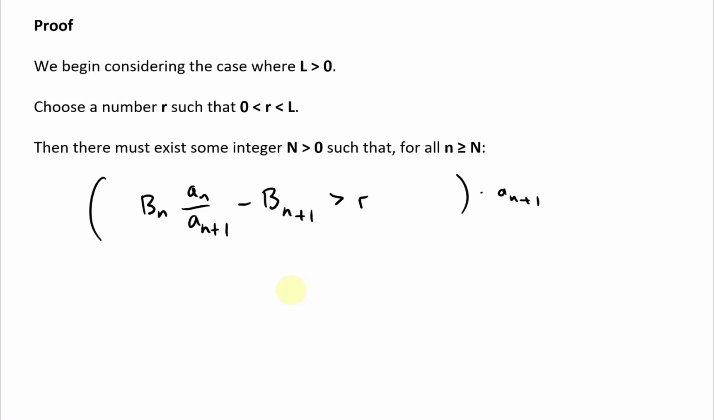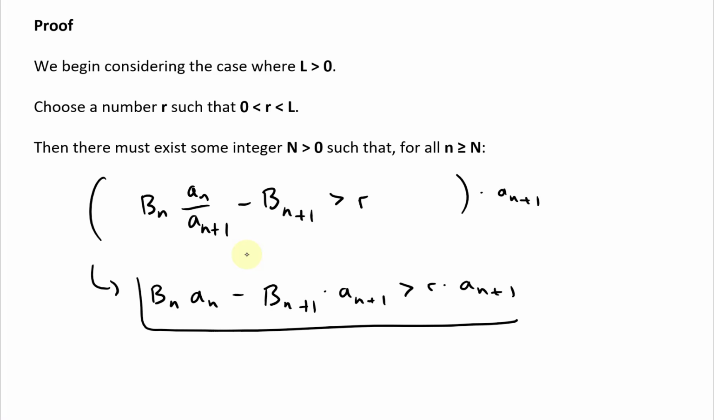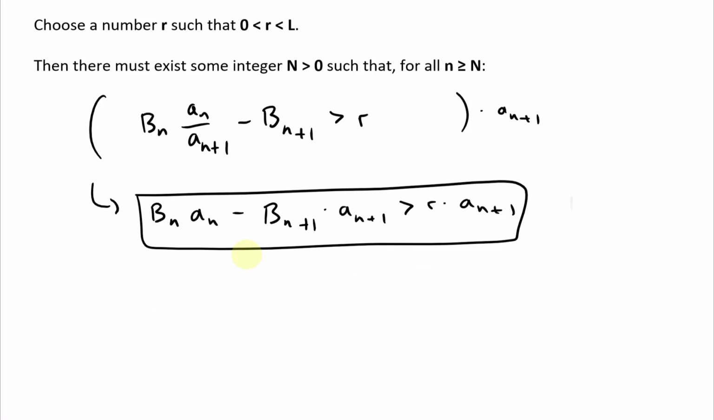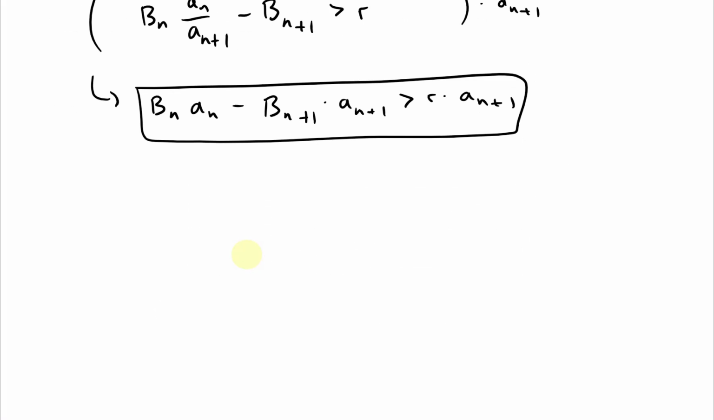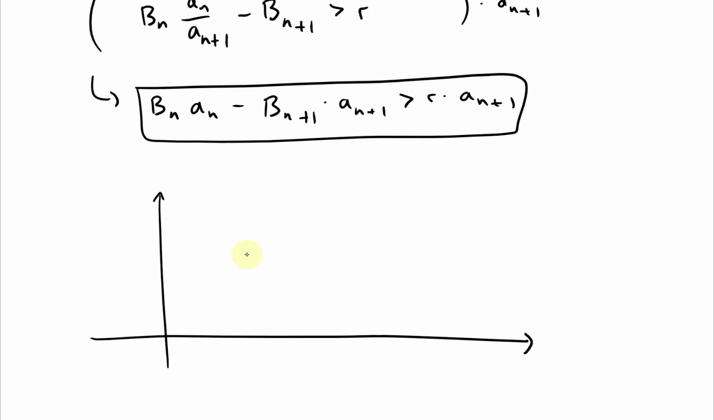So what we get is this becomes Bn An minus Bn plus 1 times it by An plus 1. And this is going to be greater than R times An plus 1. I'm just going to box this out. And so now I'll just illustrate why it has to be greater than R. So you can just look at the graph like this.